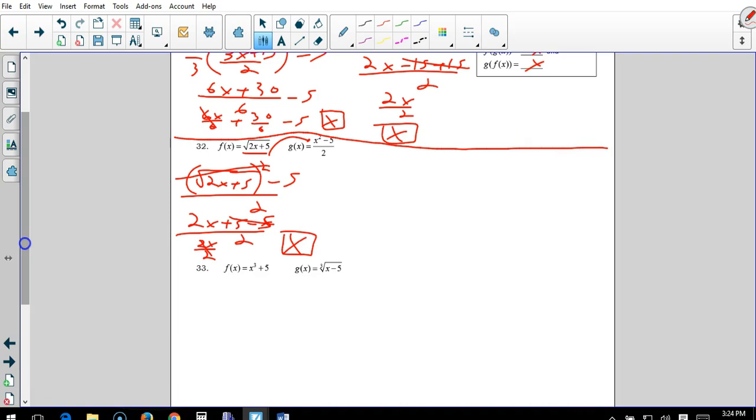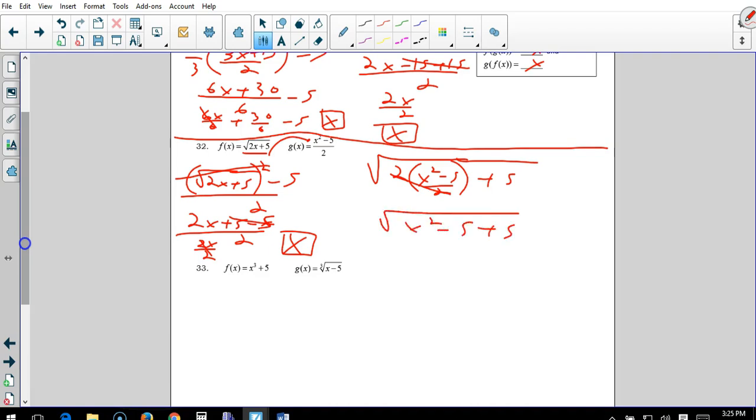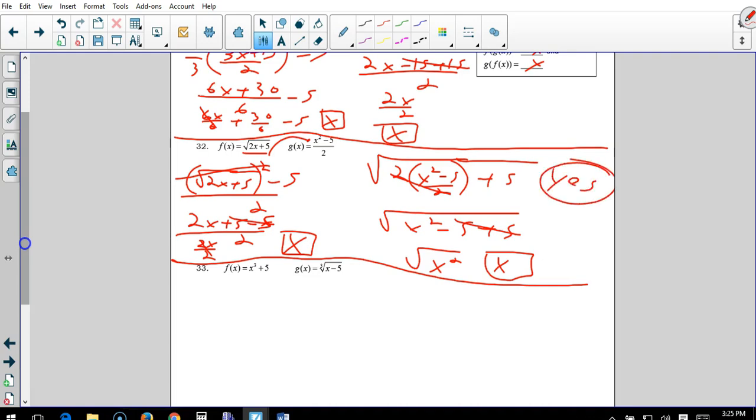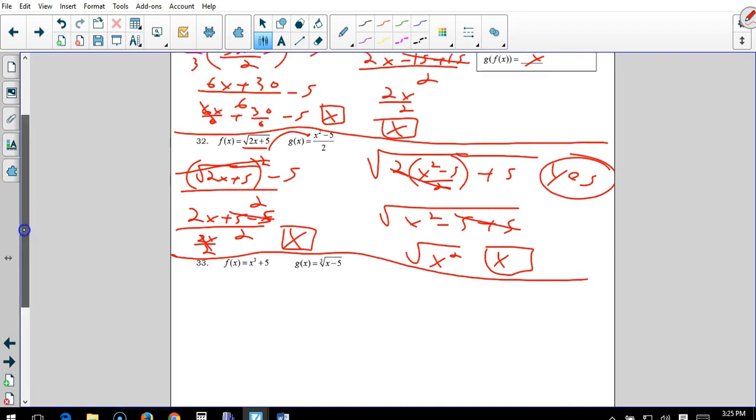Let's try the other direction. The square root of 2 times (x squared minus 5 over 2) plus 5. All that underneath the radical. Well, I want to send in the 2, so those are going to cancel, which leaves me with x squared minus 5 plus 5. The 5's cancel, which leaves me square root of x squared, which is x. And so we get, again, yes, they are inverses. So we're going to go 3 for 3.